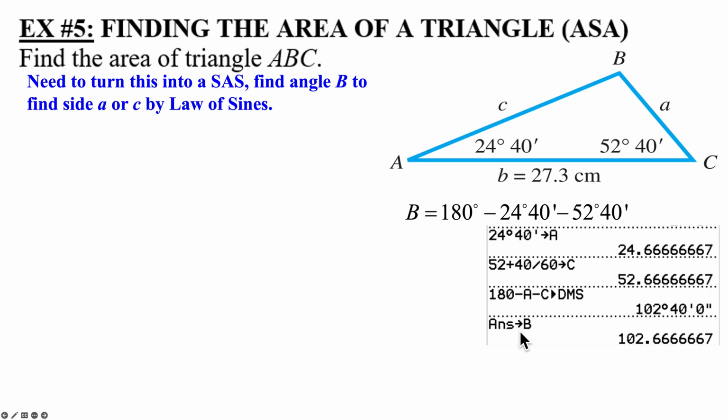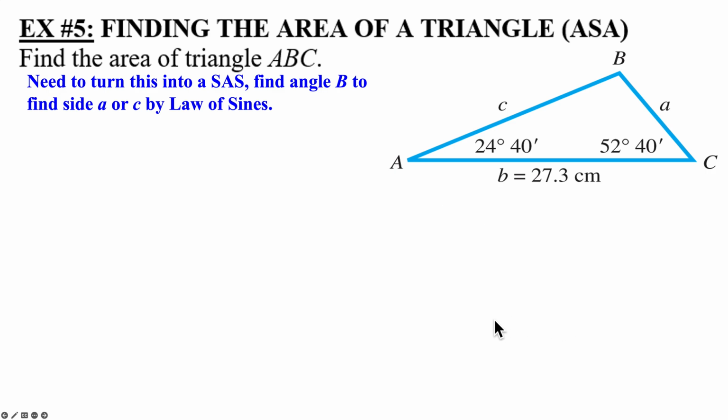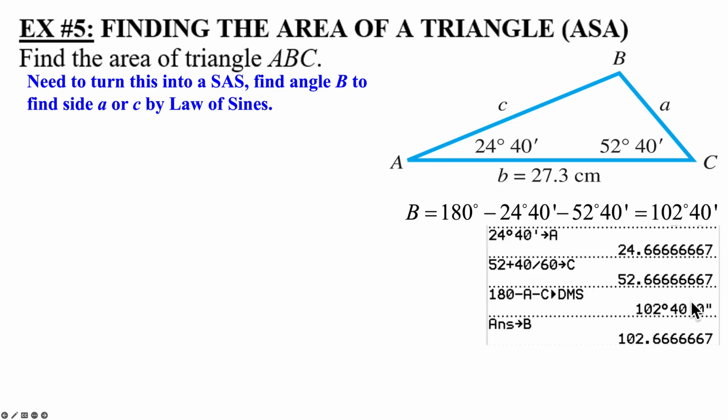Now, one thing I noticed on the calculator, I was trying to shortcut, and I noticed I can't return my answer as degrees, minutes, seconds and store it for B at the same time. Okay, so we want it in degrees, minutes, and seconds first. So that's 102 degrees, 40 minutes. And then once you have this answer, click the store button, then ANS will show up, which says previous answer, store it in alpha B. So now I have my third angle.